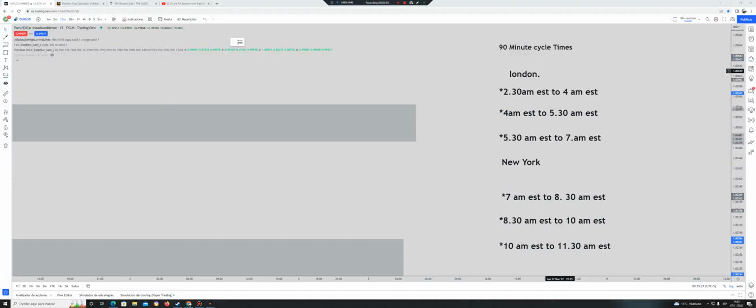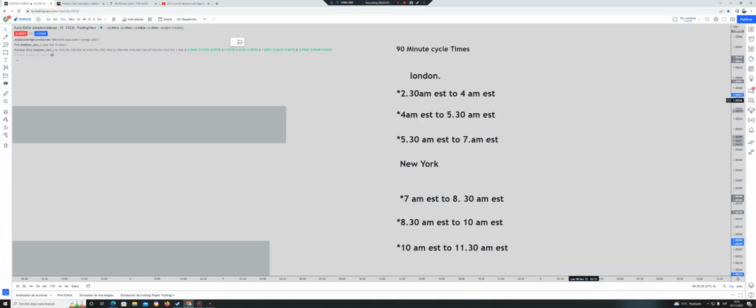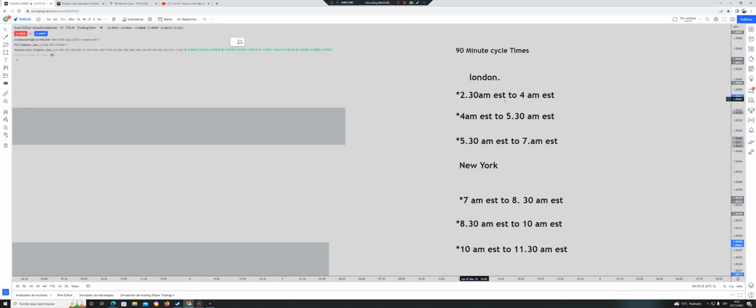As we know, that's why the real 90-minute cycle starts at 2:30 and not 2, because the CLS starts the delivery at 2 AM in the London session, but we use the first 30 minutes, and from there the 90-minute cycle starts. The real 90-minute cycle starts at 2:30. So yeah, like I say, 2:30 to 4, that's the first 90-minute cycle.